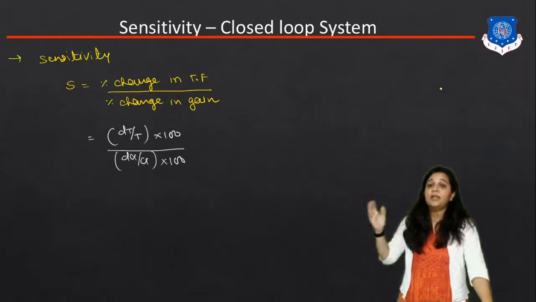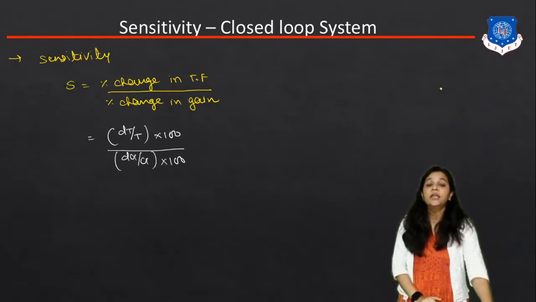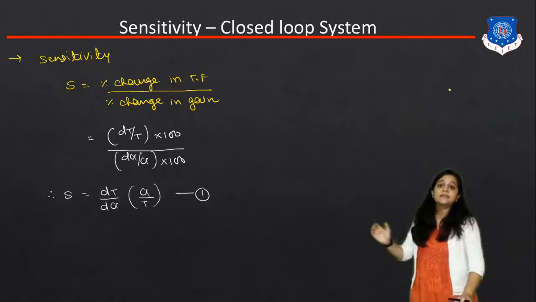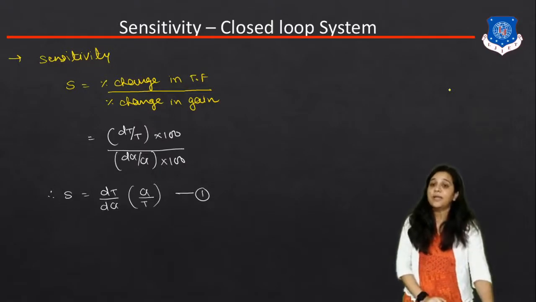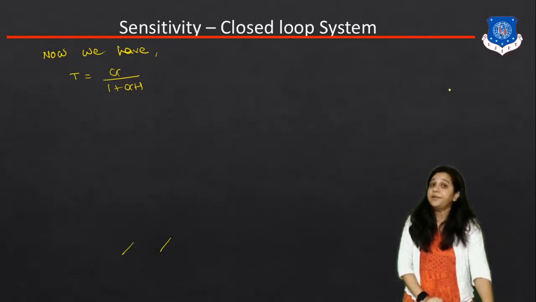Okay, so dT/T upon dG/G, each into 100%. So we can write down the equation S = (dT/dG) × (G/T). That is my equation number 1. Now we have the transfer function T = G/(1 + GH).